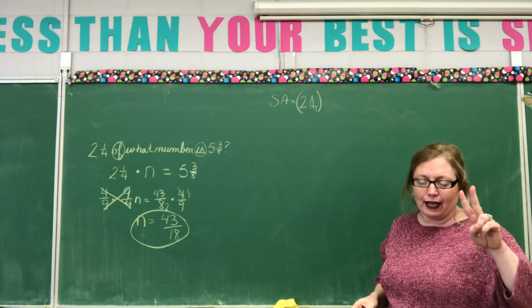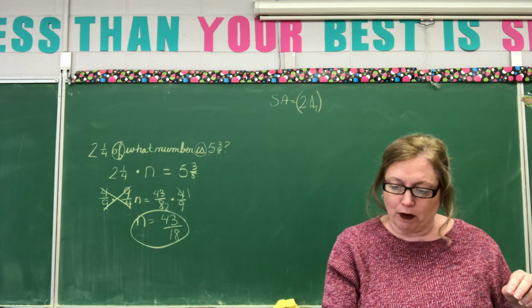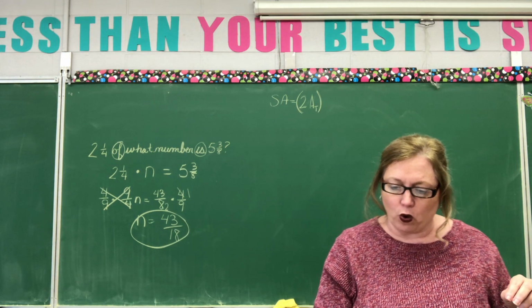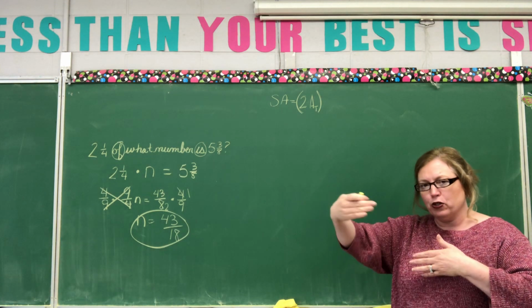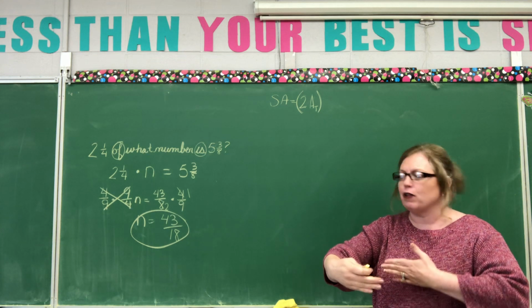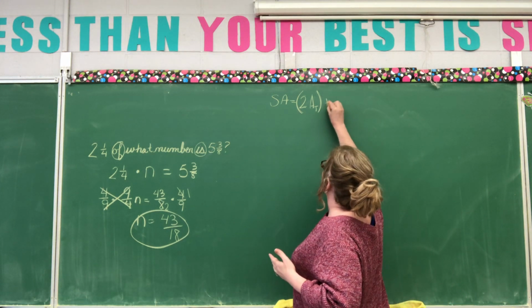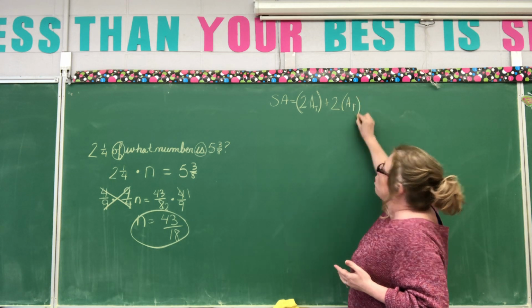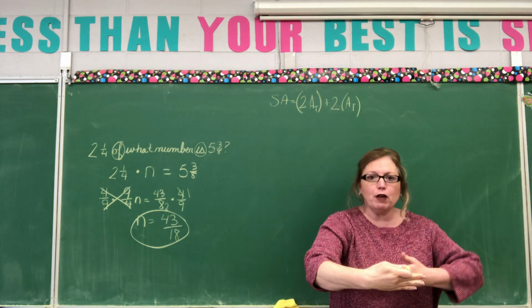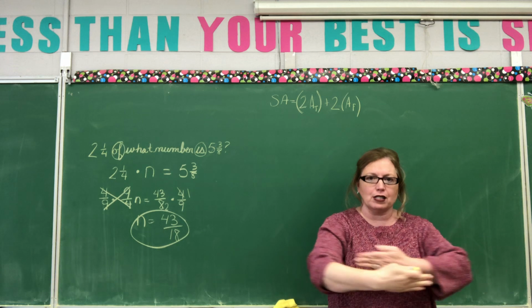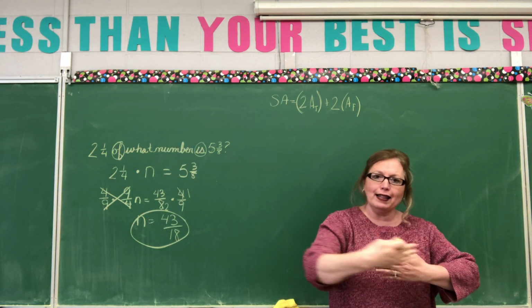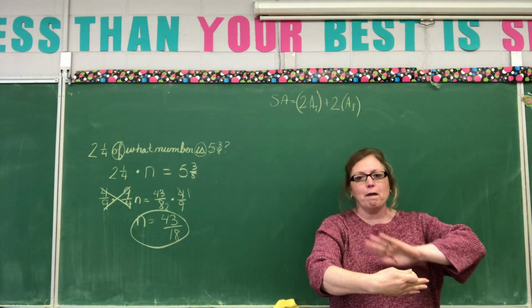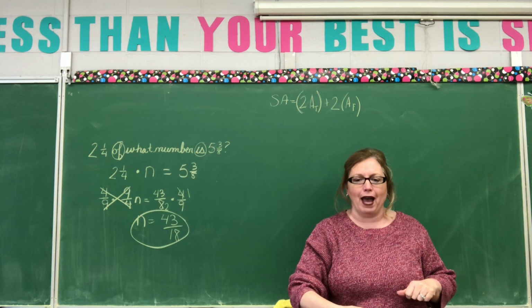Okay? The second thing that we're going to do, I'm going to look at the front and the back of the box. So again, we're going to say 2 times the area of the front. Why? Because the front of the box and the back of the box are the same size. So when I find the area of the front, I'm automatically finding the area of the back.